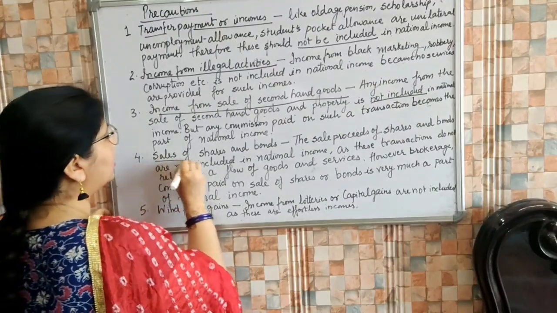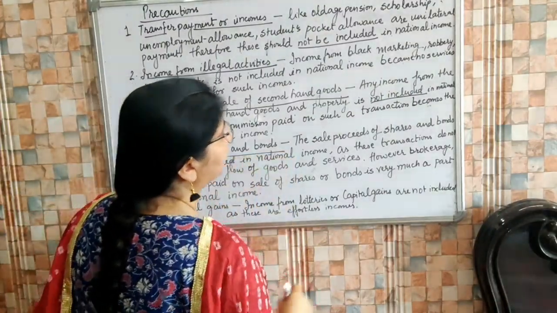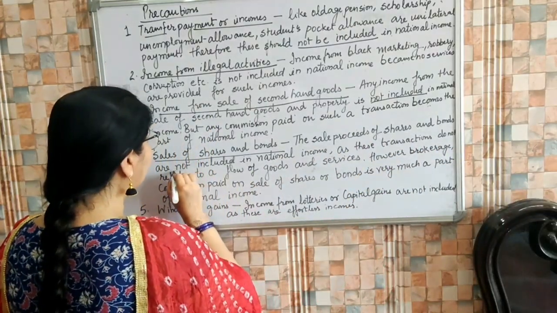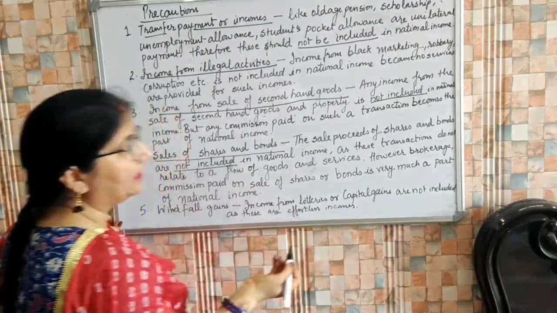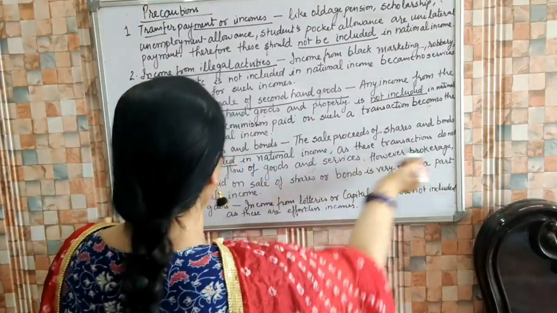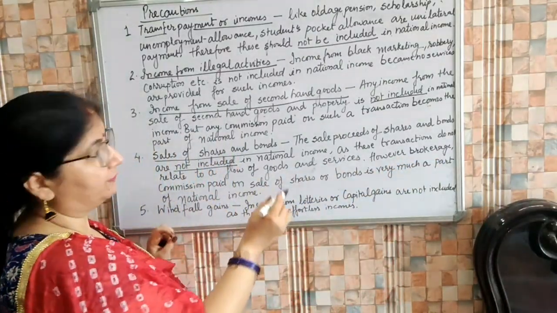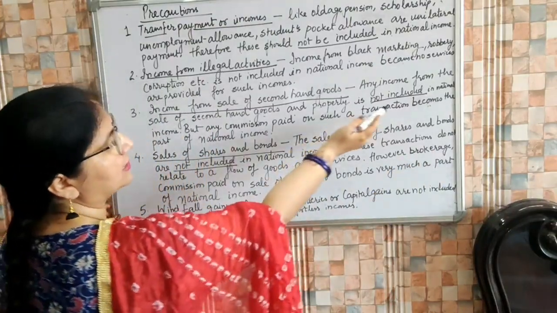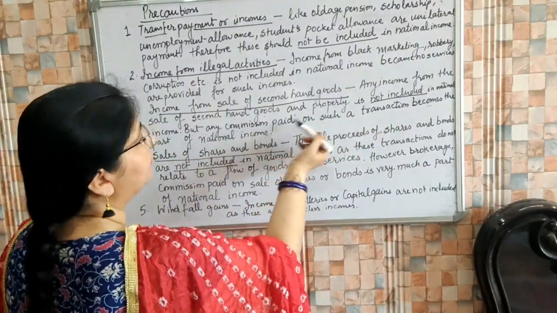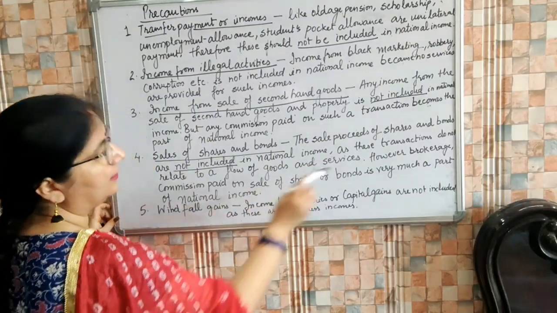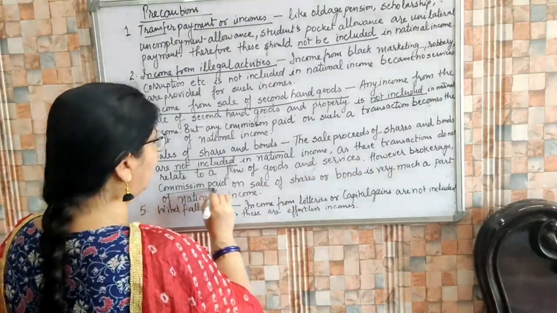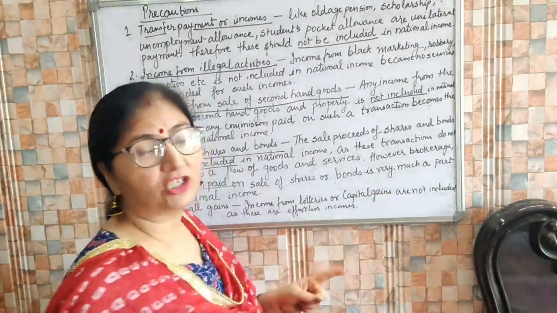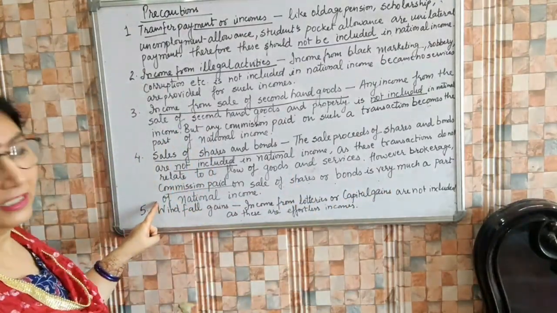Now, sales of shares and bonds. The sale proceeds of shares and bonds are not included in national income. Why? Because these transactions do not relate to the flow of goods and services. However, just like we have written that the commission paid on that, in the same way, the brokerage commission paid on such sales of shares and bonds is very much a part of national income.